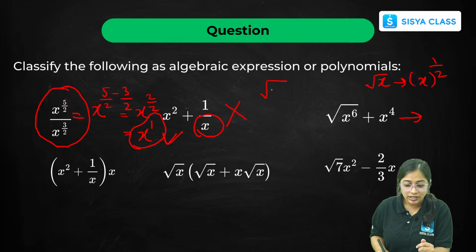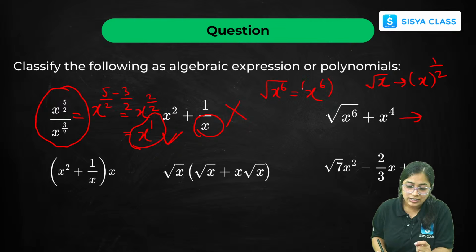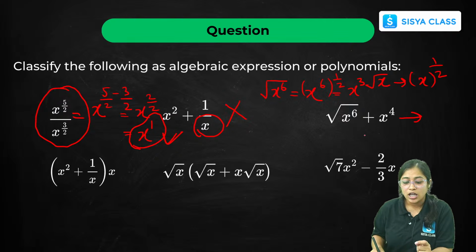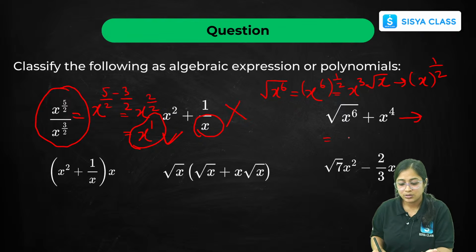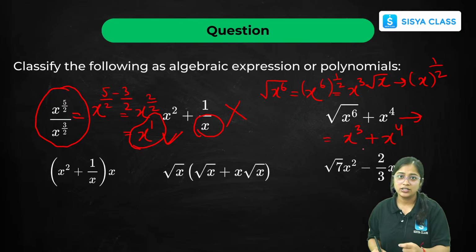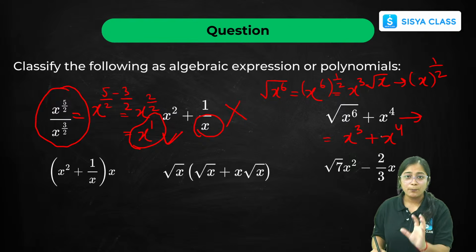So first again we will simplify it, okay? After simplification we get x raised to power 6 and its power is half. So it is nothing but x cube, right? So under root x raised to power 6 means x cube, and you have plus x raised to power 4, right? So here, what are the powers of the variables?